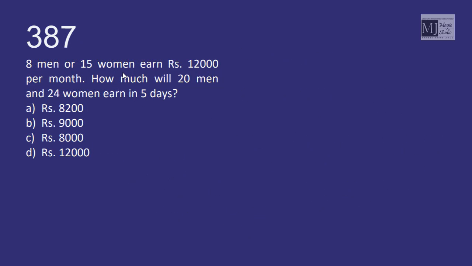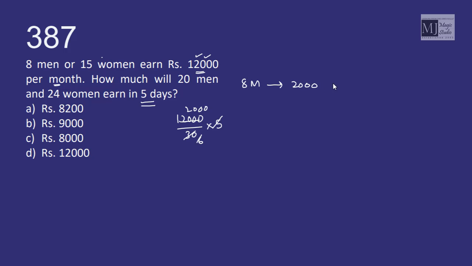8 men or 15 women earn 12,000 rupees per month. Means the earning of 8 men is 12,000 and earning of 15 women is also 12,000. Now how much will 20 men and 24 women earn in 5 days? So actually the earning is 12,000 in 30 days. So if I need to convert this into 5 days, it would be 2,000 rupees. That means 8 men earn 2,000 rupees in 5 days.